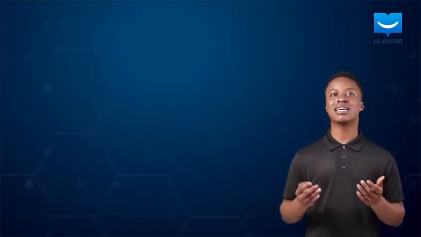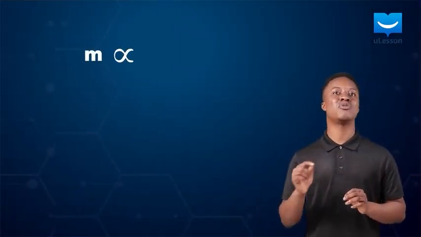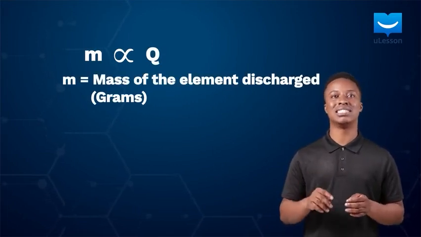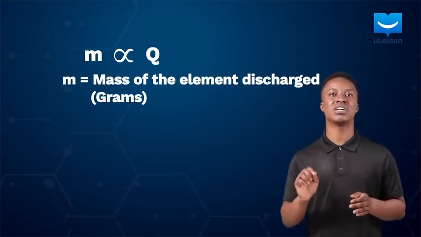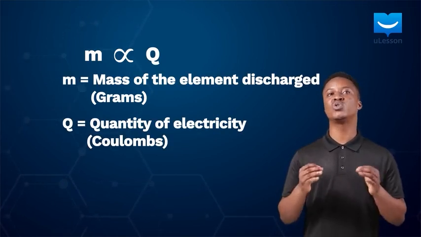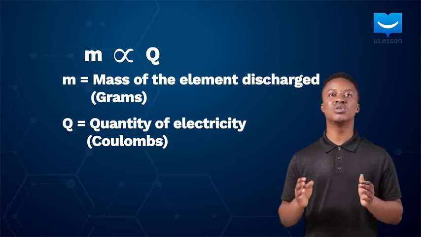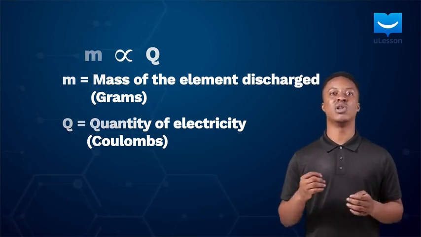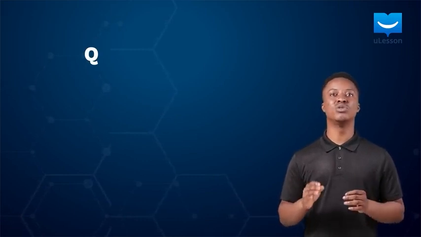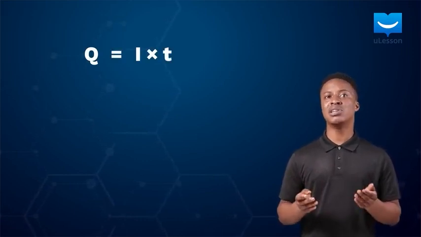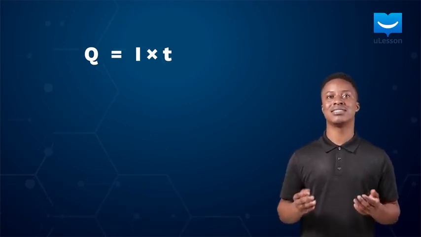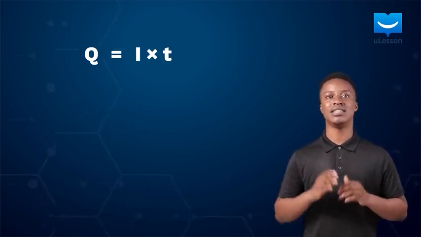This law can be mathematically represented as M is directly proportional to Q, where M is the mass of the elements discharged at the electrodes measured in grams, and Q is the quantity of electricity or the total electric charge passed through the electrolytes, and it is measured in coulombs. The quantity of electricity Q passed through the electrolytic setup can be calculated by obtaining the product of current and time. That is, Q is equal to IT.